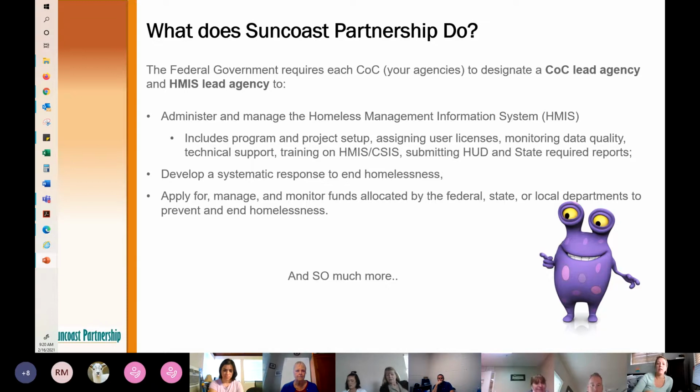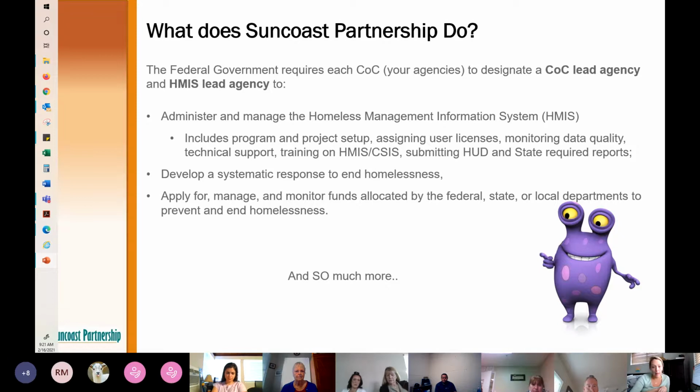So let me go back. Suncoast Partnership and the Pasco County Coalition on Homelessness, we are the designated lead agencies of the COC. Suncoast Partnership is the HMIS lead agency for both COCs. So that means that we administer and manage the Homeless Management Information System, which includes program and project setup, assigning user licenses, monitoring data quality, providing technical support, training on HMIS CSIS, and submitting HUD and state required reporting.